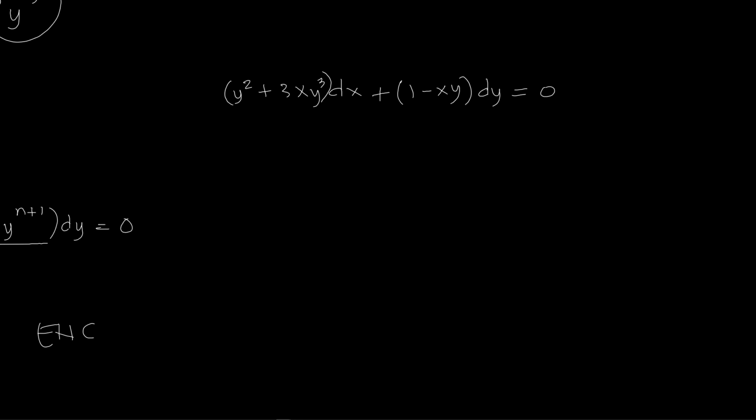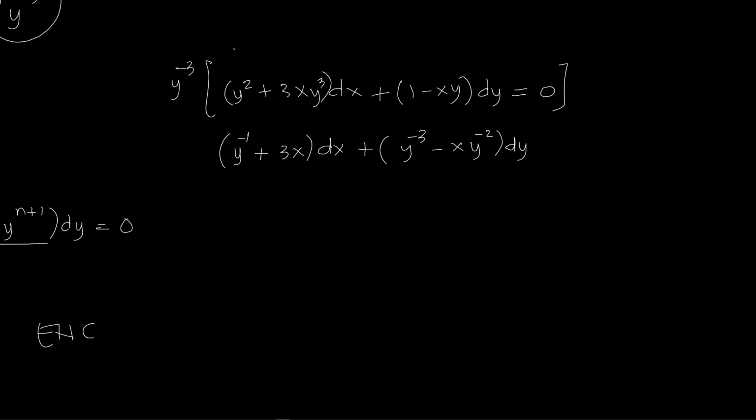If we multiply this by y to the power of negative 3 throughout, it can become exact. So, let's try it. If we multiply this by y to the power of negative 3 throughout, we get (y to the power of negative 1 plus 3x) dx plus (y to the power of negative 3 minus x y raised to the power of negative 2) dy. Okay, let's try the partial.